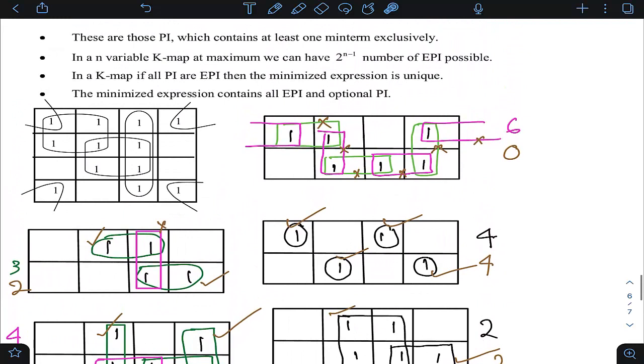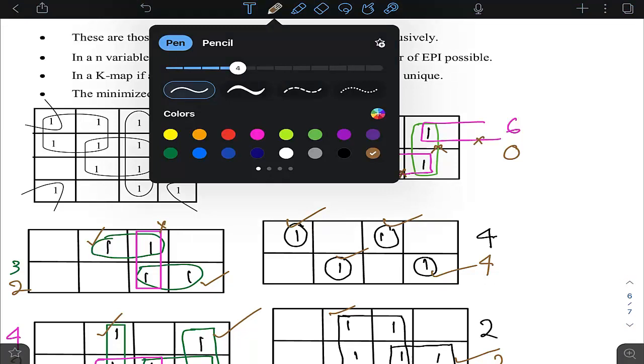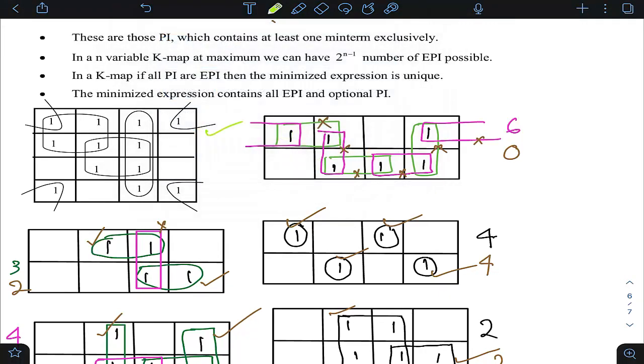And you can see this example also. So this is, I have taken like this. So let us calculate the number of PI and EPI. So how many PI? It is equivalent to how many groups you have made. So one group is, students, you can see one group is the diagonal pattern. I mean this and this diagonal pattern. And one is this one. I mean this one.